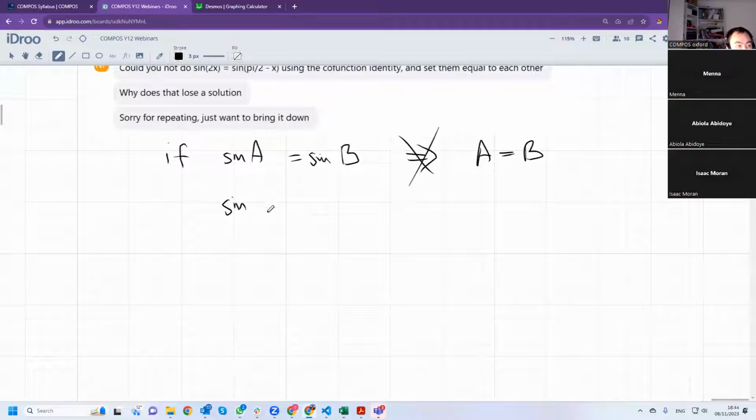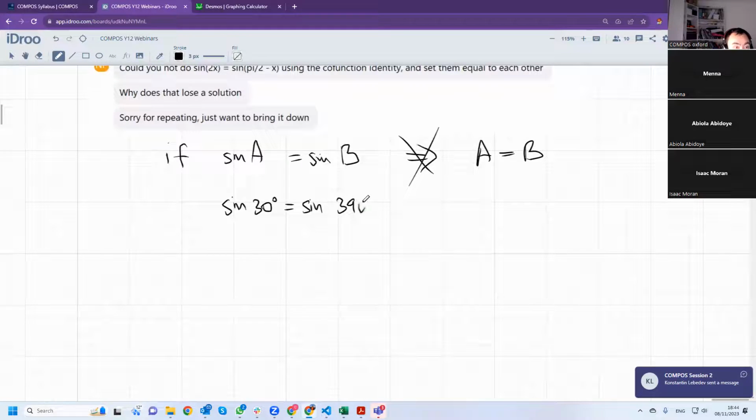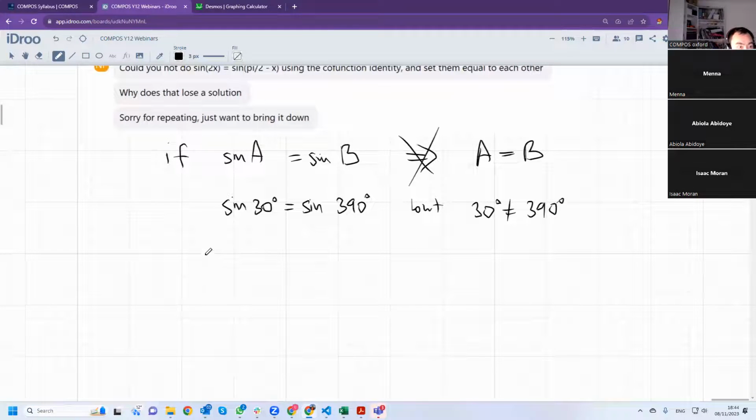Sine 30 is equal to sine 390. But 30 is not 390. Therefore, the way that you're suggesting, that sine 2x is equal to sine of pi over 2 minus x, does not mean that 2x is equal to pi over 2 minus x. There's just one solution, yes, but not.